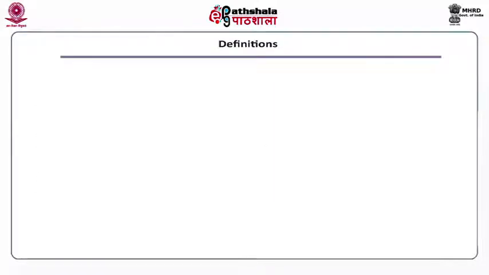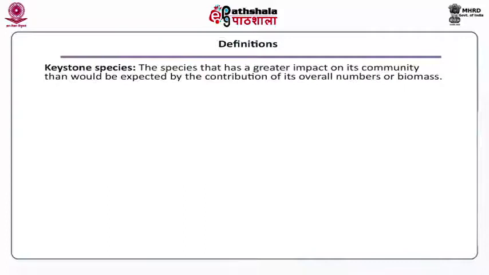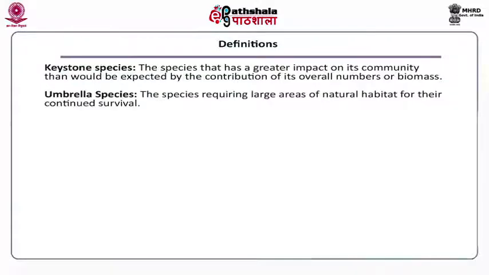Before we start, let me have some definitions which are very important for understanding the biodiversity as well as for understanding the keystone species. First of all, let me come to the keystone species. Keystone species are the species that have a great impact on their community than would be expected by the contribution of their overall number or biomass. Then umbrella species. Umbrella species are the species which require a large area of natural habitat for their continuous survival.